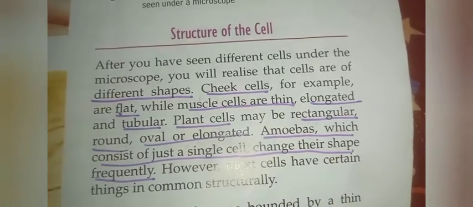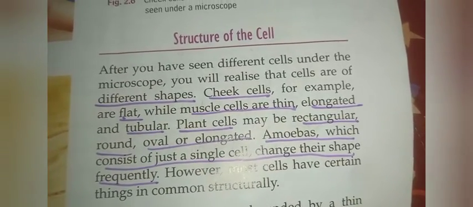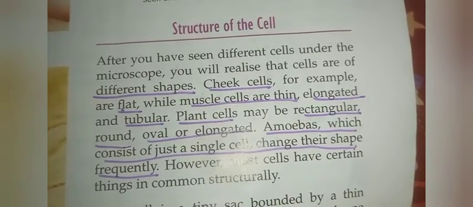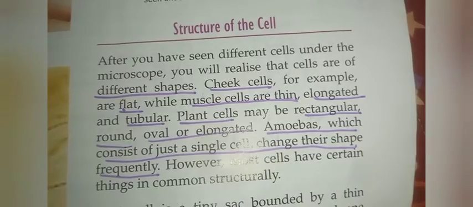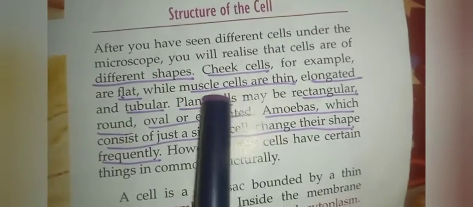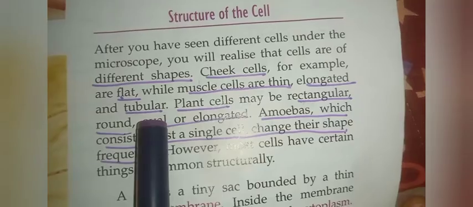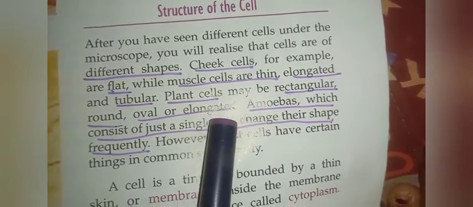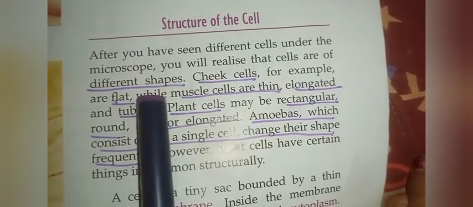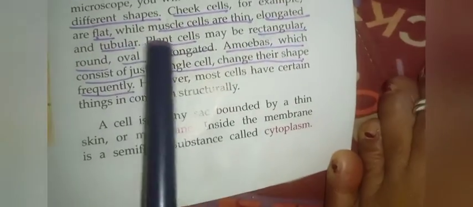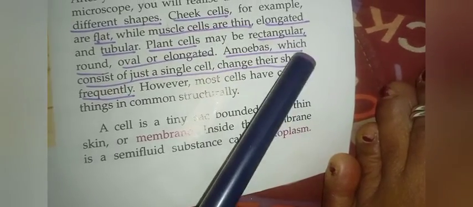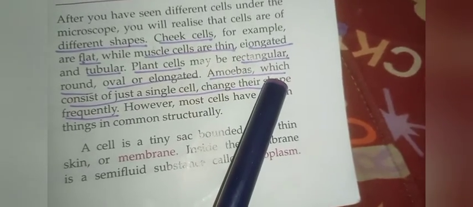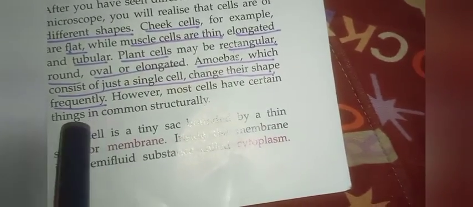Now we are going to study the structure of a cell. Though our body is made up of millions and billions of cells, each and every cell is of a different shape. For example, our cheek cells are flat, while muscle cells are thin, elongated and tubular. Plant cells may be rectangular, round, oval or elongated. So cells do not have the same shape. Amoebas are unicellular organisms, we have studied, isn't it? So they often change their shape.